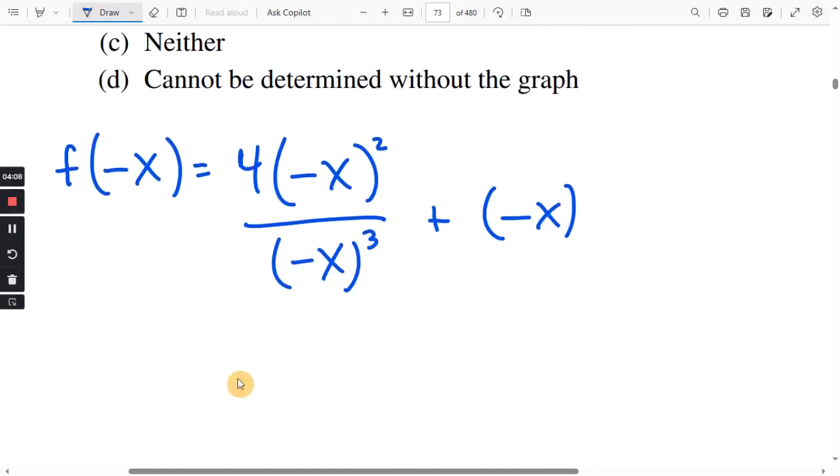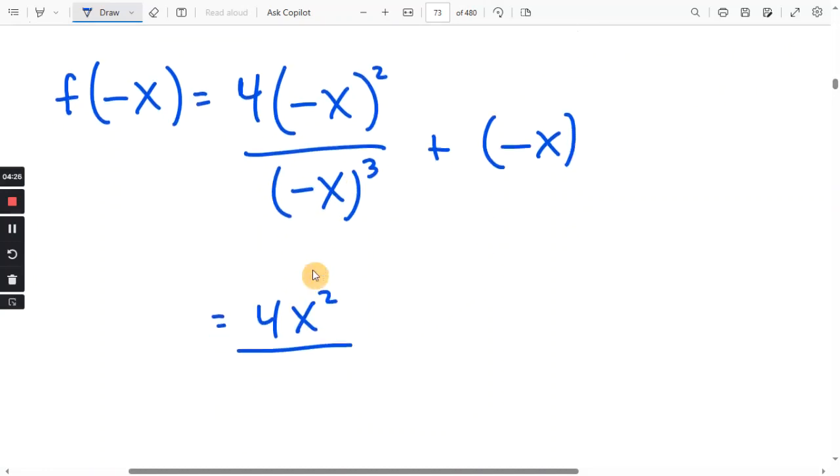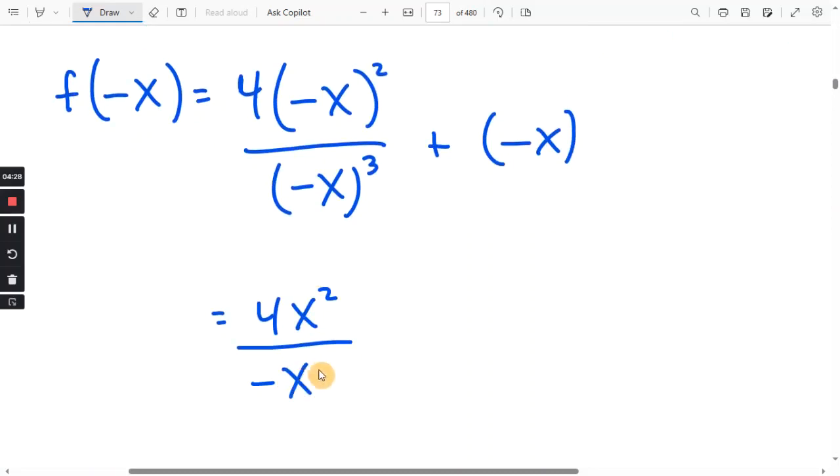All right, so let's see. When you square a negative, it becomes positive. So negative x squared is just positive x squared. When you cube a negative, it stays negative. Remember we said if there's 3 negatives multiplied, that's just going to be a negative. So this is still negative x to the third. And plus negative x is the same as minus x.